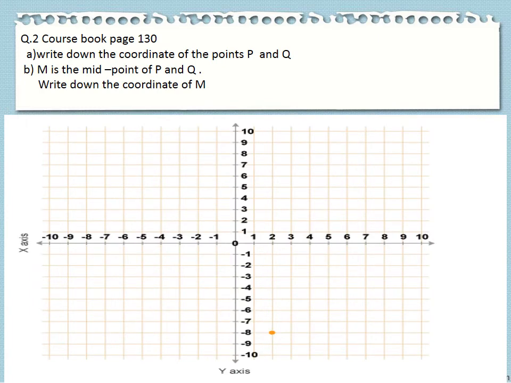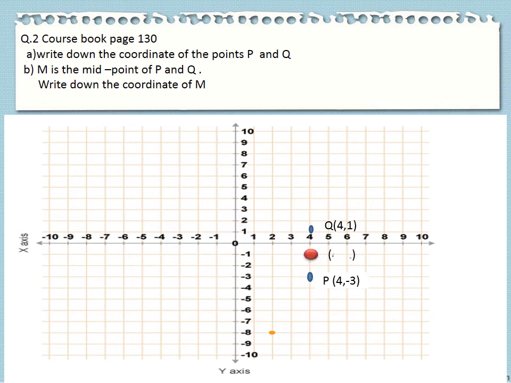Now we have the last question. It's question number 2 from the course book, page 130. A. Write down the coordinates of the points P and Q. B. M is the midpoint of P and Q. Write down the coordinates of M. First, we will draw Q. Q is located in the first quadrant. The x value for Q is 4 and the y value is 1. P is located in the fourth quadrant. The x value for P is 4 and the y value is -3.